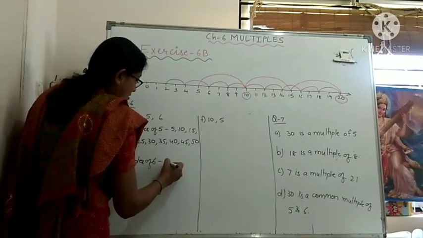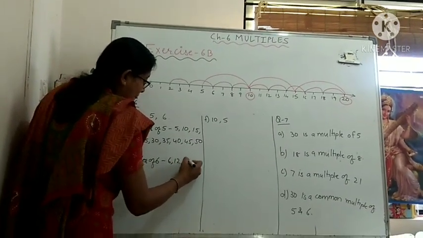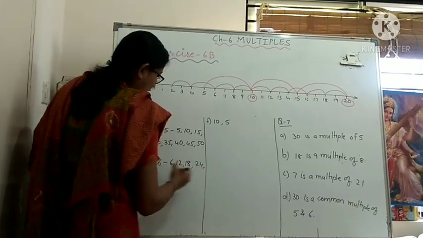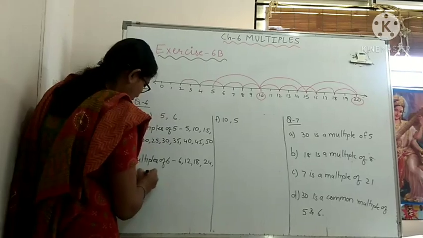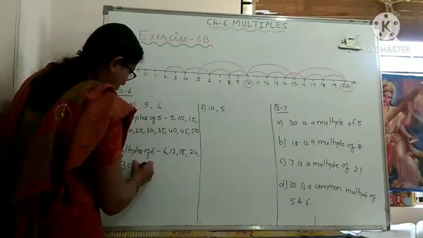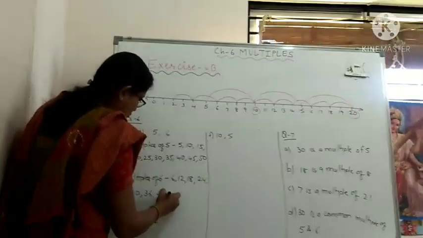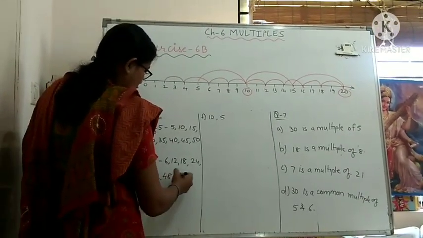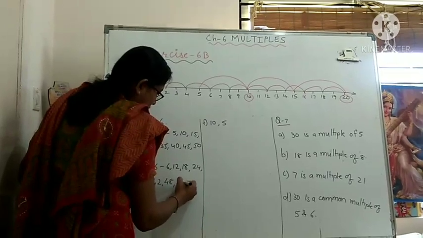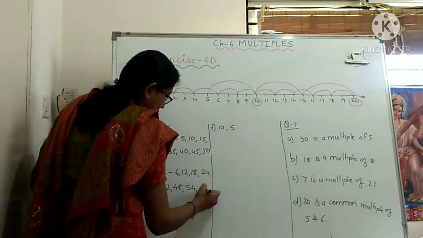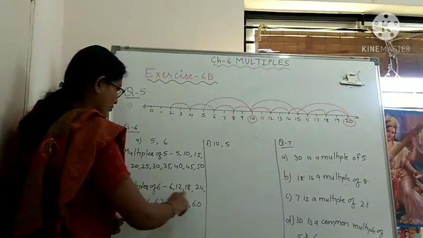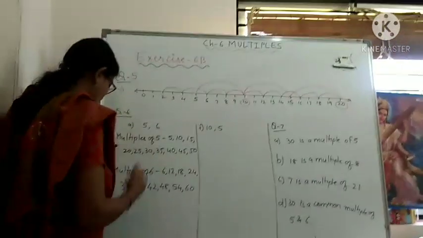Now 6, 12, 18, okay, 24, 30, 36, 42, 48, okay, then 54 and 60. Let us see if it is coming. Which is the common one here? 30 is common. First common is 30.